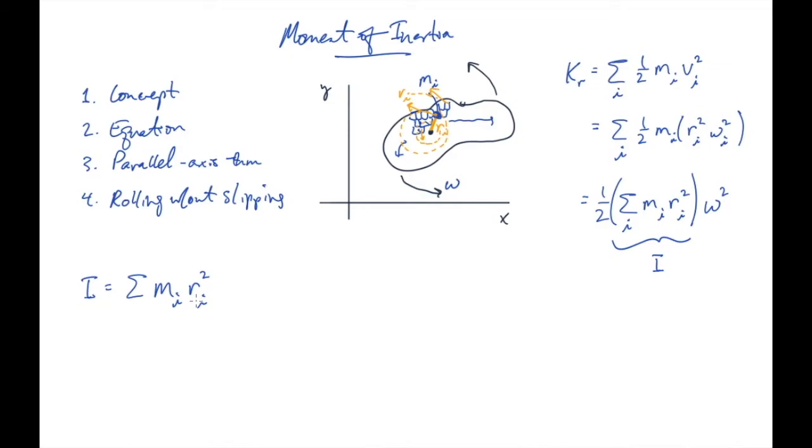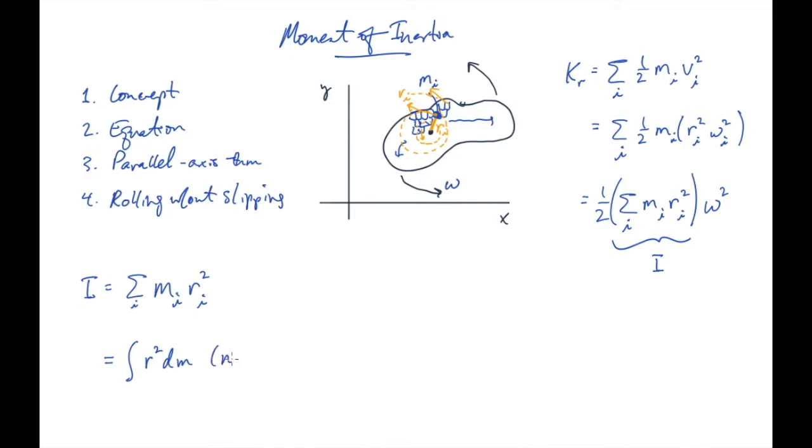Suppose we had not a collection of discrete objects, but we had a continuous object. Let's think now of this pancake-shaped object as one continuous thing. What we can imagine doing is shrinking these little rectangles so that they become infinitesimally small. When we do that, we have to add up an infinite number of them, and what happens is that the summation turns into an integral, and we end up integrating r squared dm. When you have a continuous object, this is how you calculate the moment of inertia.